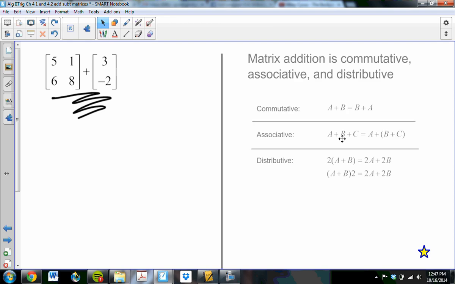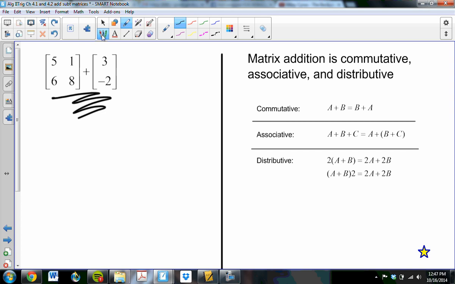Here, 3 things to be aware of. Matrix addition is commutative, which means I can switch the order. A plus B is the same as B plus A. It's associative, which means I can add things up in whatever order I want. I can do the parentheses here and add the B and C first. And I can distribute scalars. I can't distribute other matrices when we multiply with matrices. We'll talk about that later. But I can distribute scalars, so it's distributive.